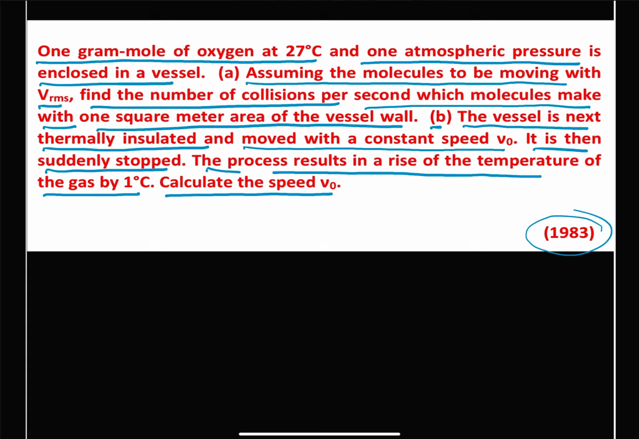So let's start with part A. For part A, we have to find out the number of collisions per second. For that, we are going to find out the density because VRMS is given to us, and for density we should be knowing the volume. So we are going to start by calculating the volume.